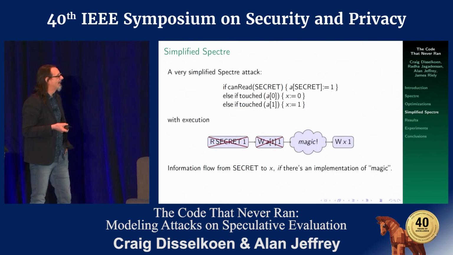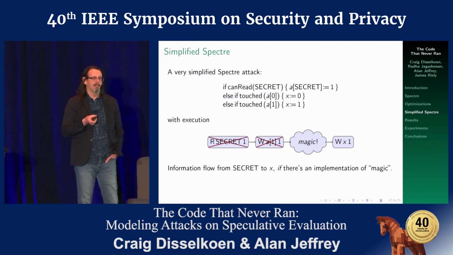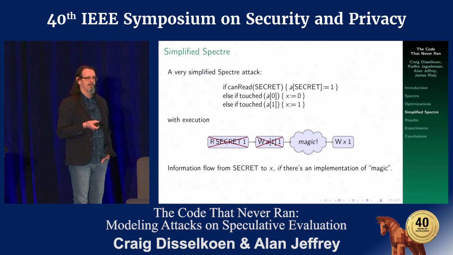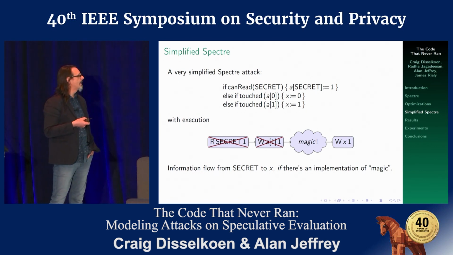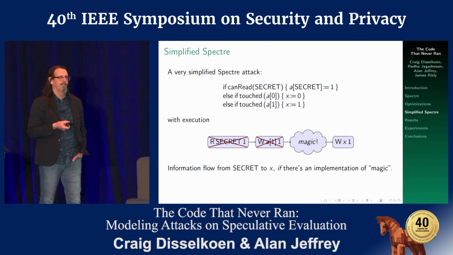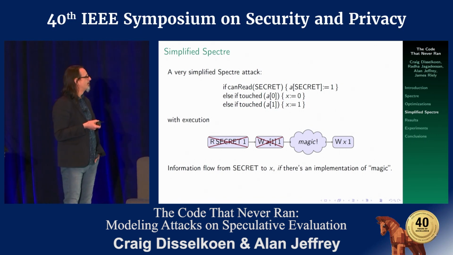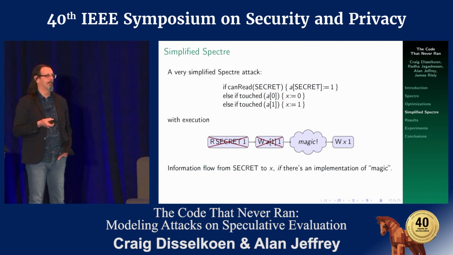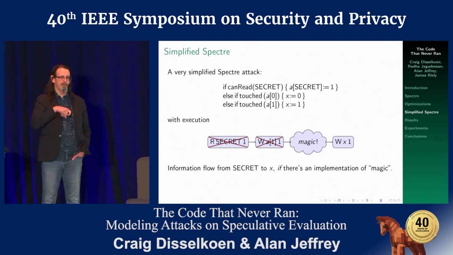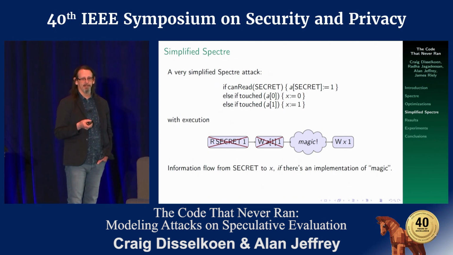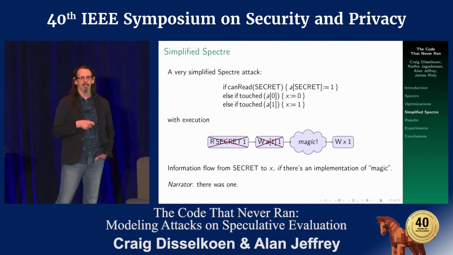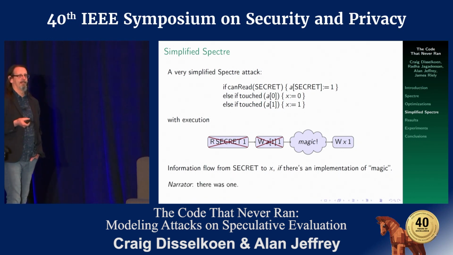Right, so here is your Spectre attack. You look to see if you can read the secret, and if so, you use it as an array offset, and now you look to see whether you've touched that bit of memory. And if you've touched that bit of memory, you set x based on which bit of memory has been touched. Now that's got the execution that allows information to flow from the speculative world into the non-speculative world. So there's an information flow attack there if you can introduce an implementation of the magic there. And oh dear, that's what Spectre did.